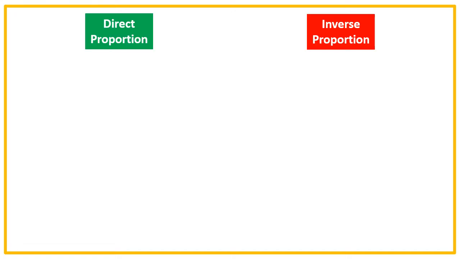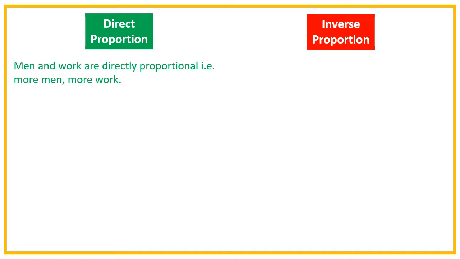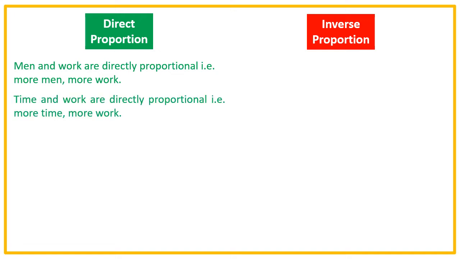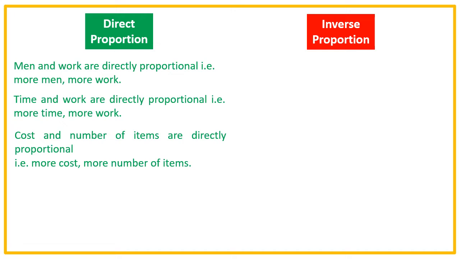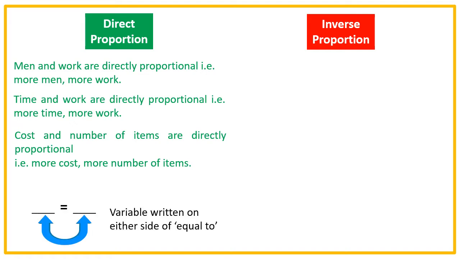What examples can we take for direct proportion? Number one, men and work are directly proportional. More the men, more will be the output work produced. Time and work are directly proportional. More time we allocate, there will be more work output. Cost and number of items are directly proportional. More the cost we are ready to pay, more number of items can be purchased. So these are the examples of direct proportion. And whenever these variables are in direct proportion, they can be written on either side of equal to.